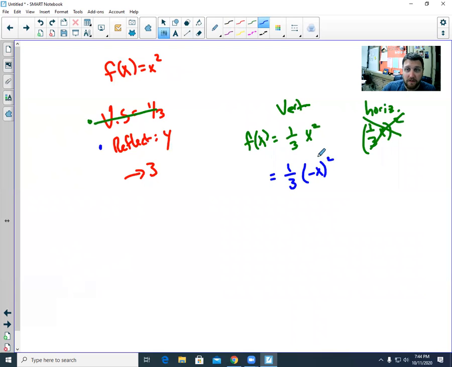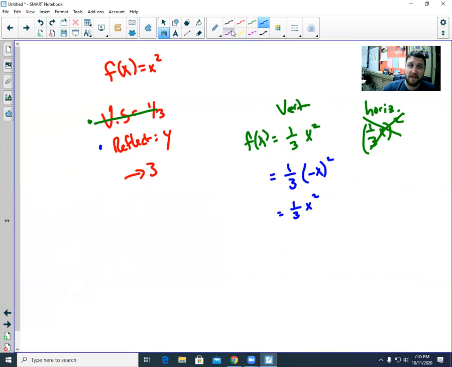Now if I think about what this means, this squared is going to end up making that negative positive, right? Because -1 squared is +1. X squared is x squared. So really, this is not going to change anything. And it's going to put it right back to 1/3 x squared. If you think about it, if I have a parabola that looks like this, and then I tell you to reflect this over the y-axis, it's not going to move. The same thing is happening here. If you reflect over the y, nothing changes.